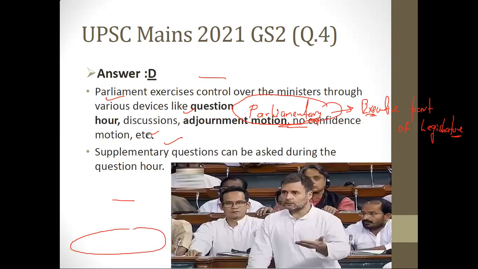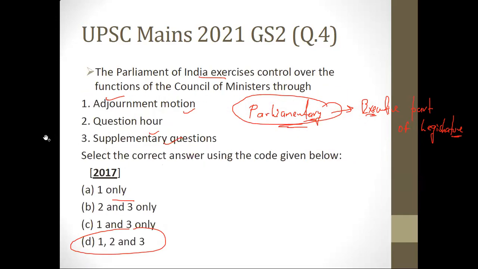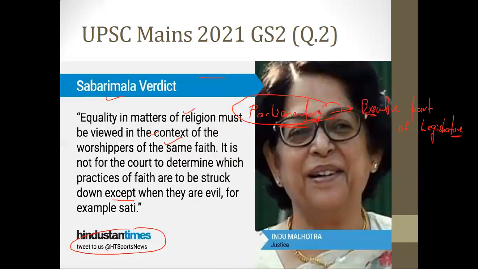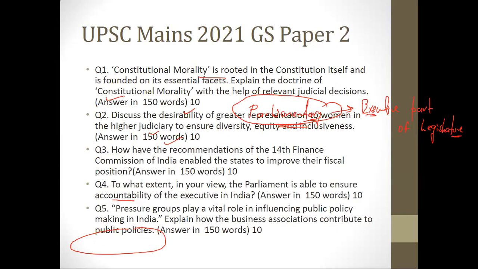This is the answer here. So various devices like question hour, discussions, adjournment motions, no confidence motion, etc. Now, what you have to understand is, if you see that particular question, they're asking how they are ensuring accountability and whether they are able to ensure accountability or not. So again, there will be two parts here. First thing, how they are ensuring accountability. So you can talk about question hour, zero hour.